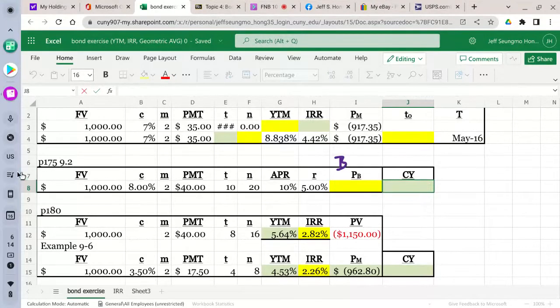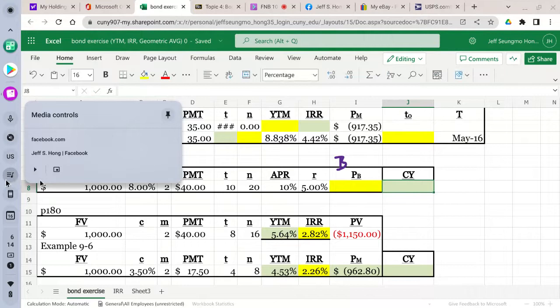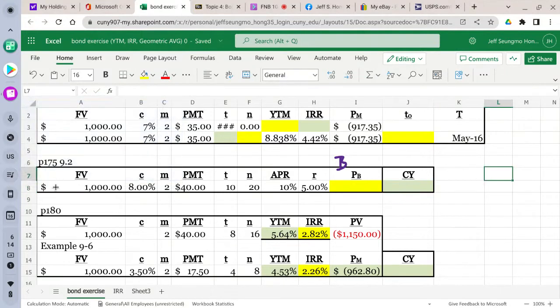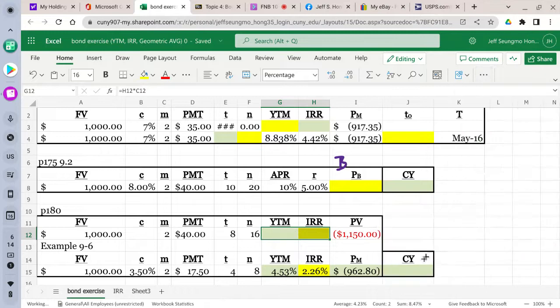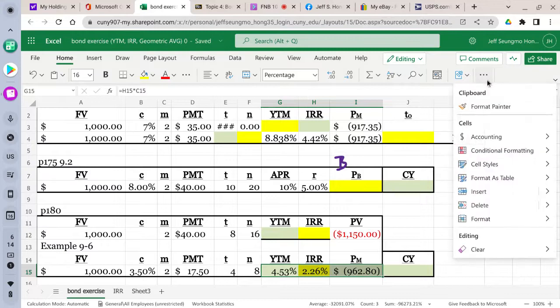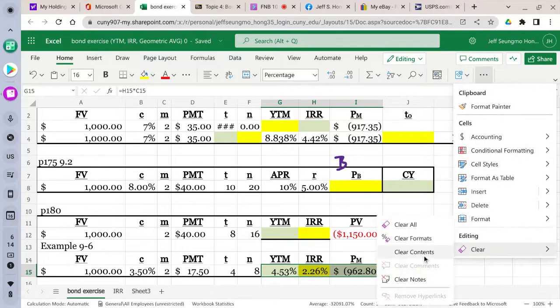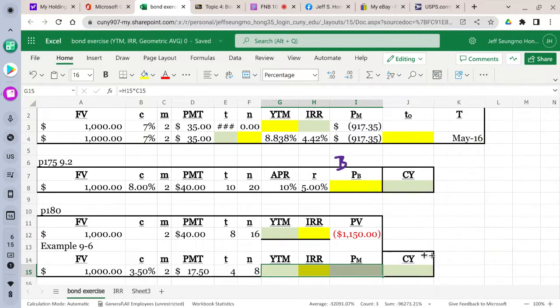Okay, and the example that we are dealing with currently is, I believe, this one. This one: 8% coupon rate, 10 years left, 10% APR. So delete all the highlighted cells. Okay, clear contents.